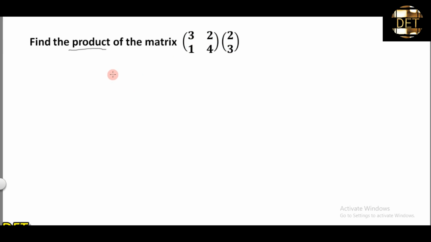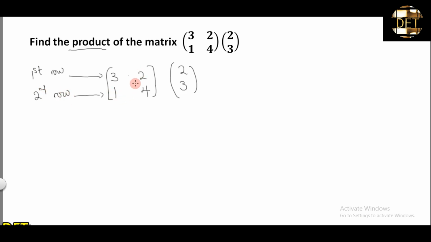So the first matrix, we have 3, 1, 2, 4. This is the first matrix. And the second matrix, we have 2 and 3. This is the second matrix. This is the first row of the first matrix, and this is the second row of the first matrix.